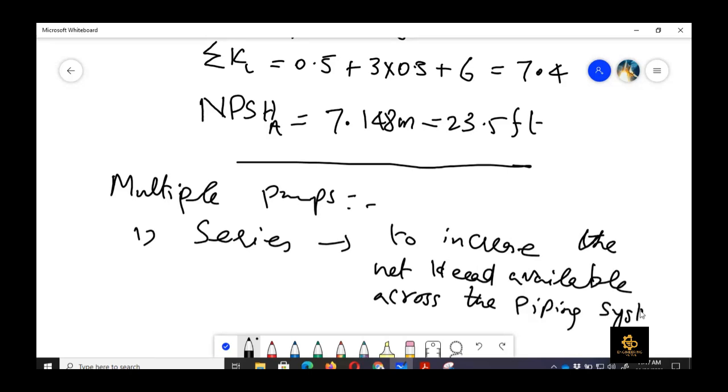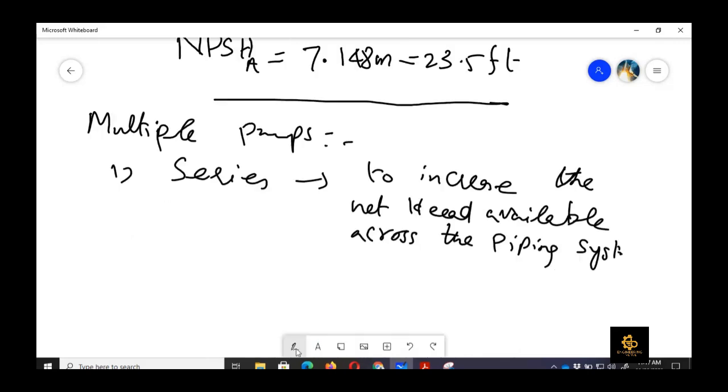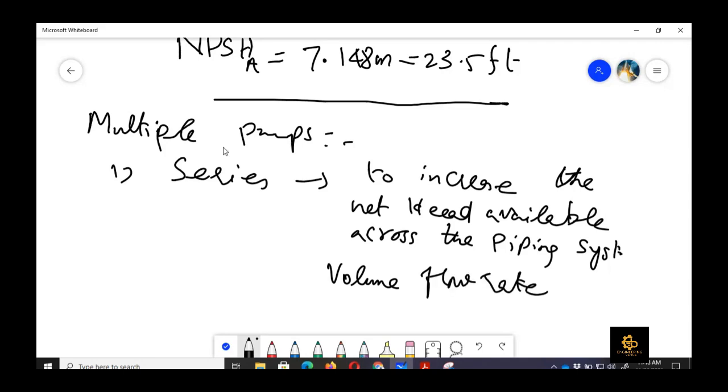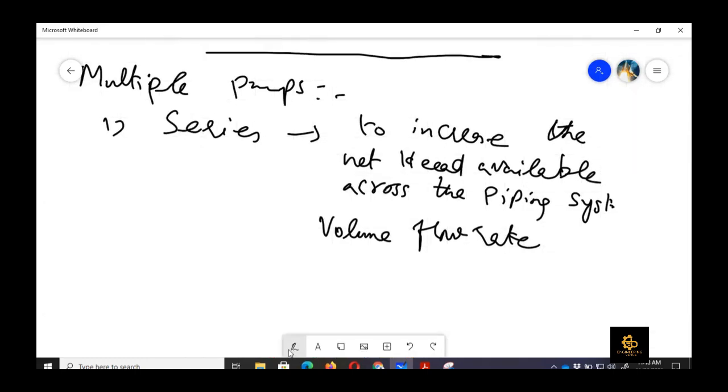And as you know from the electric circuit, when we have more resistances in series, there is a voltage potential difference drop across the resistances, but the current remains the same. So what is current in this case? That is the volume flow rate. So the volume flow rate would remain the same when we have multiple pumps installed in series. Now, the second way of installation is in parallel.